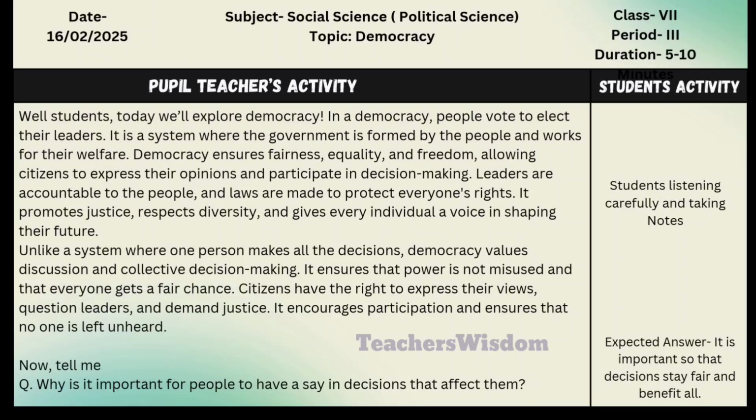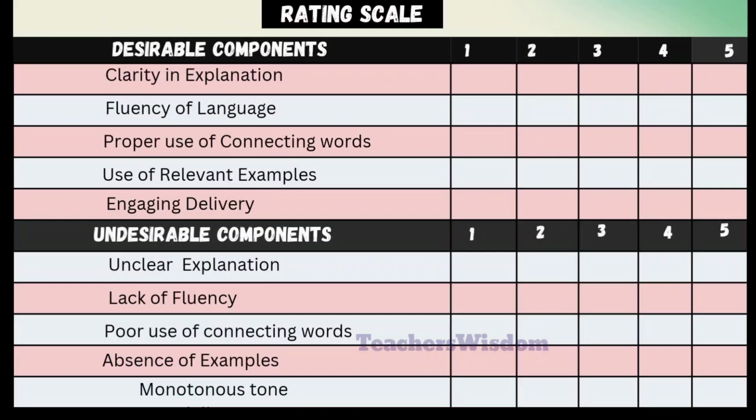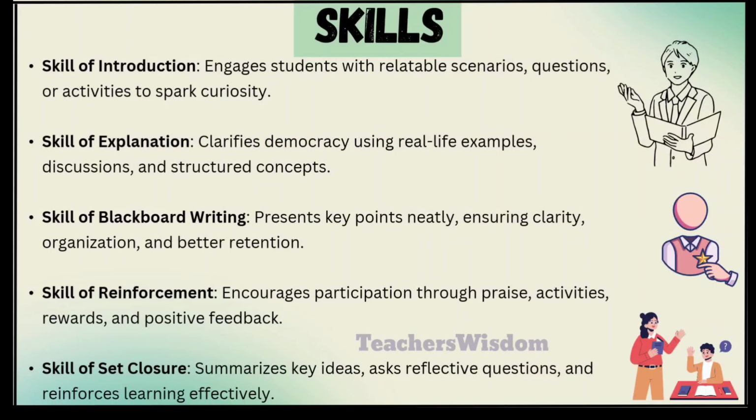Now students, think and tell me why it is important for people to have a say in decisions that affect them. Write your answer in the comments. So this is the rating scale where the teacher will give you the marks. So remember, a great explanation is clear, connected, and supported with examples. If your explanation is strong, students don't just listen, they understand and remember, which is very important.